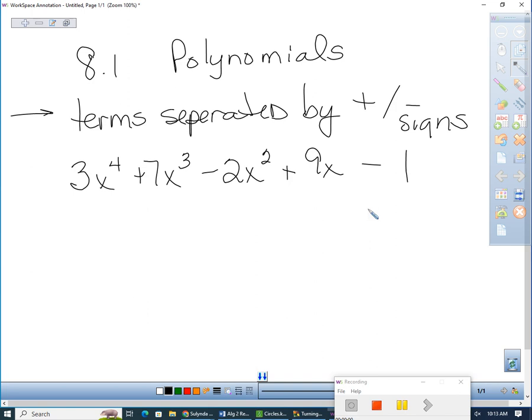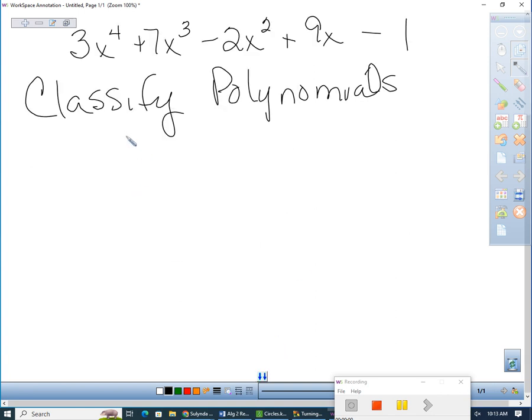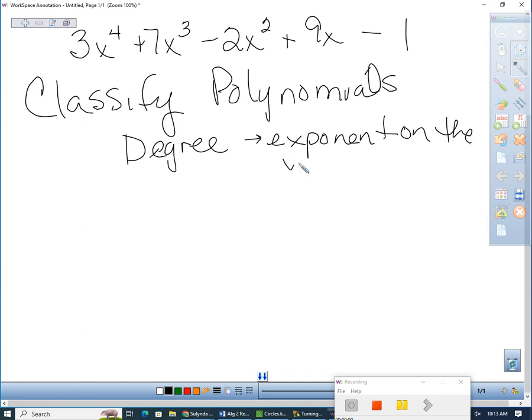All right, so before we can keep going, one of the very first things we have to do is learn to classify polynomials. That's what we're going to start with. When we classify polynomials, we do it by two words. The first word has to do with the degree. The degree, of course, is the exponent on your variable. And then we do it by number of terms. So when we classify, it's basically two words.